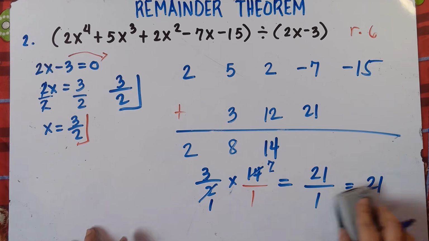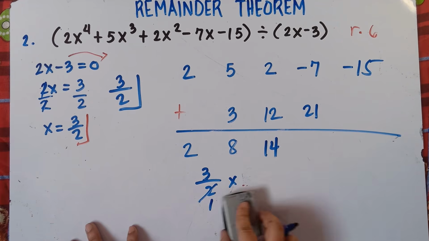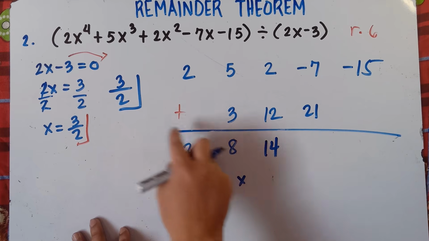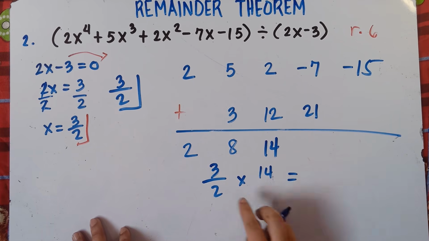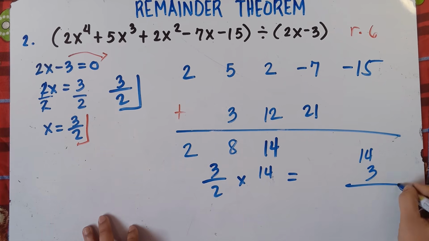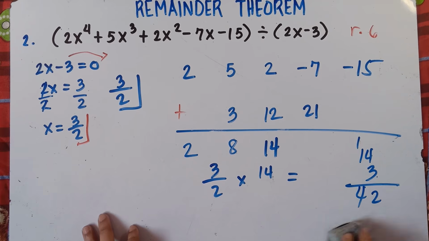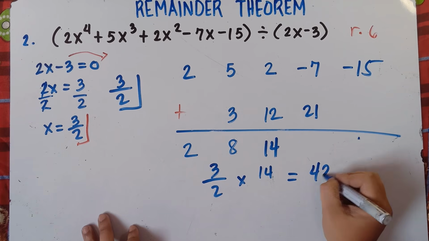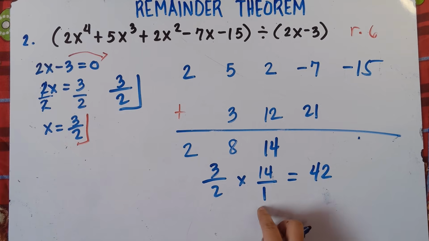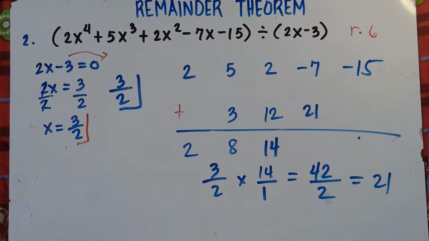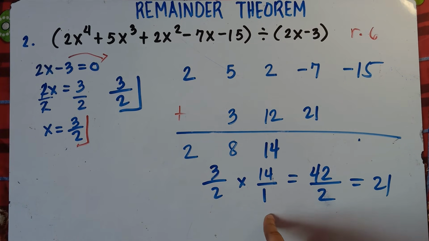Once again, if you're confused with that one, 3 over 2 times 14. So this will be 3 times 14. Okay. 3 times 4 is 12. Carry 1. 3 times 1 is 3, plus 1 is 4. 42. Then understood that there's 1 here. 1 times 2 is 2. 42 divided by 2, that's 21. You get the same answer. Once again, class, in the numerator, understood that there's 1.